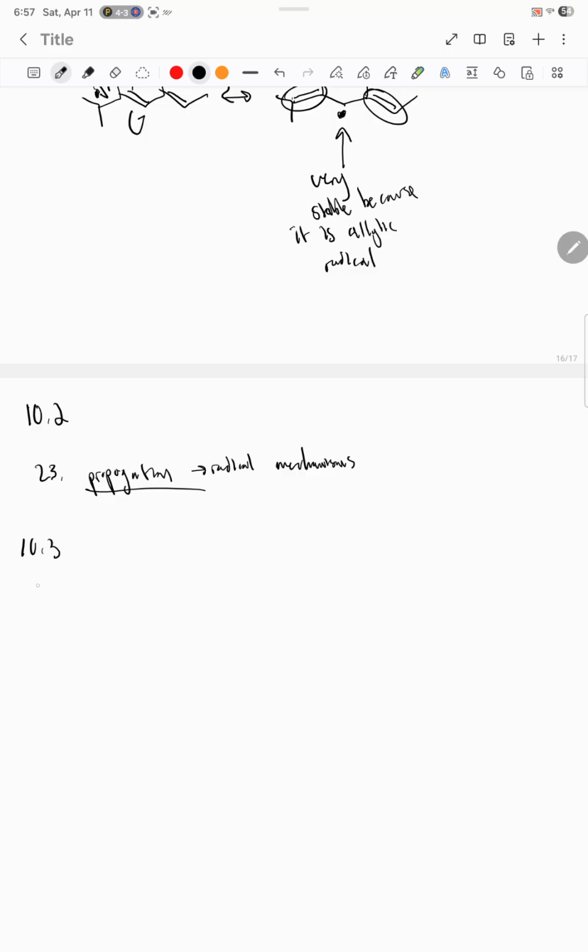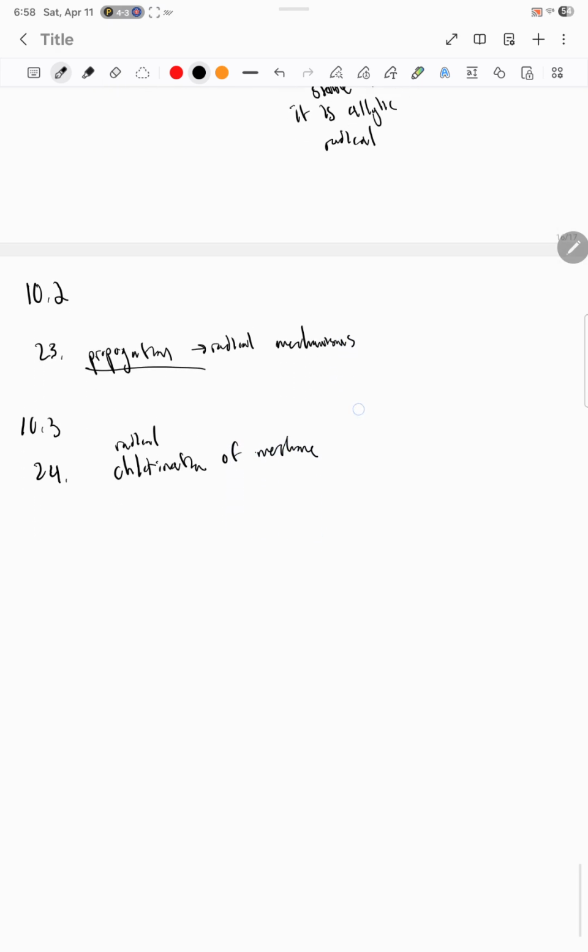And 10.3 is the chlorination of methane. Now, what does radical chlorination look like for methane? Okay, if we want to know the mechanism of radical chlorination, it looks like this.